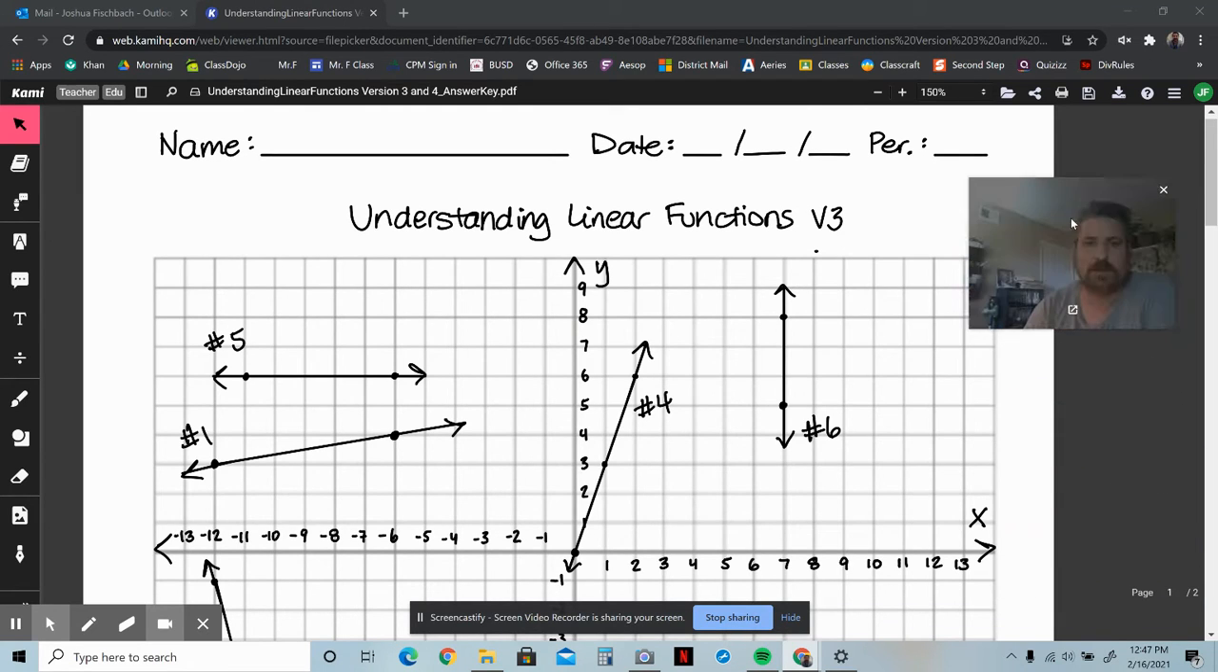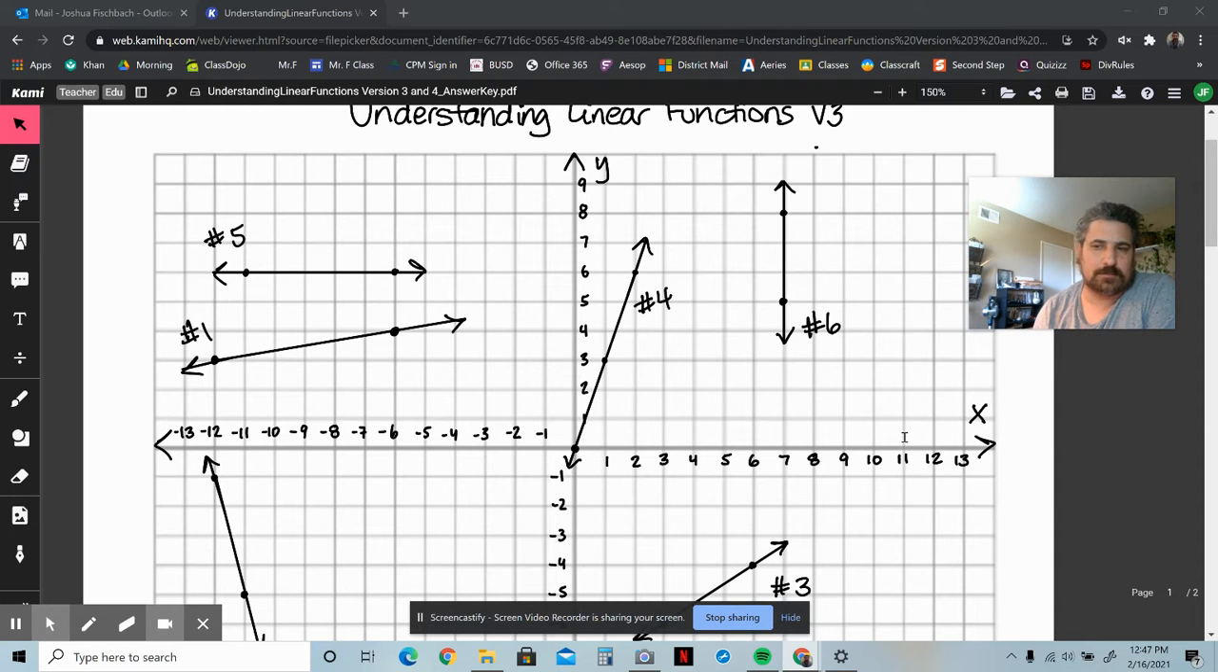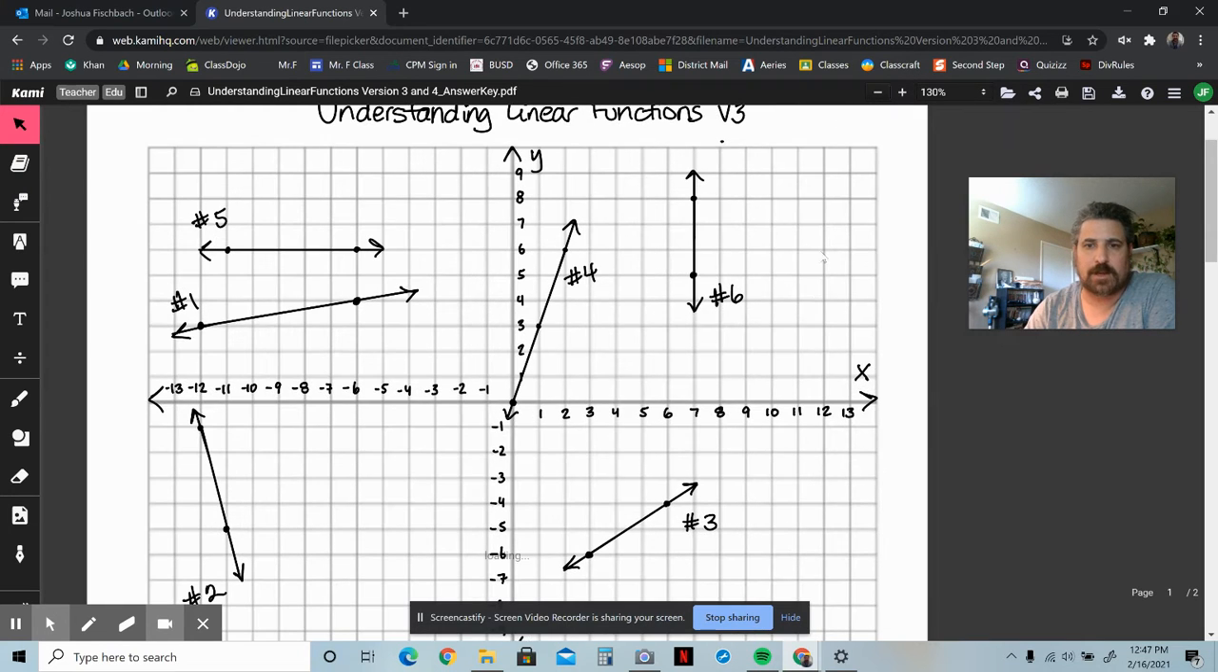This one's an Understanding Linear Functions version 3 and 4. So I'm just going to go through the process to identify the y equals mx plus b for each of these lines. So hopefully this is comfortable for you and makes sense, but if not, this tutorial will help you correct and also help you understand in case I go too quickly in class or you miss something.